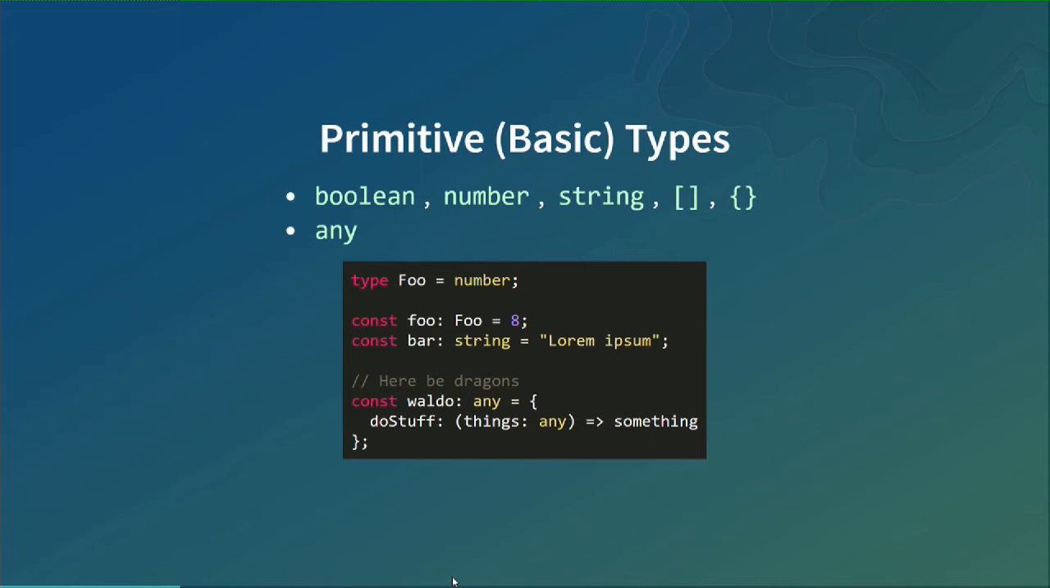So here's an example of using any with this Waldo object. And this is kind of an example of what not to do and how you can get carried away with any. So I have Waldo, which is any, and it's an object that has this doStuff function associated with it that takes these things, which are also any, and it returns any. So in this case, it's returning something, which is just coming from somewhere. I don't really know where it's coming from, and it could be of any type. And this is unsafe, so my colleague has helpfully added this comment, here be dragons, to indicate that we really have no idea what this thing is doing.